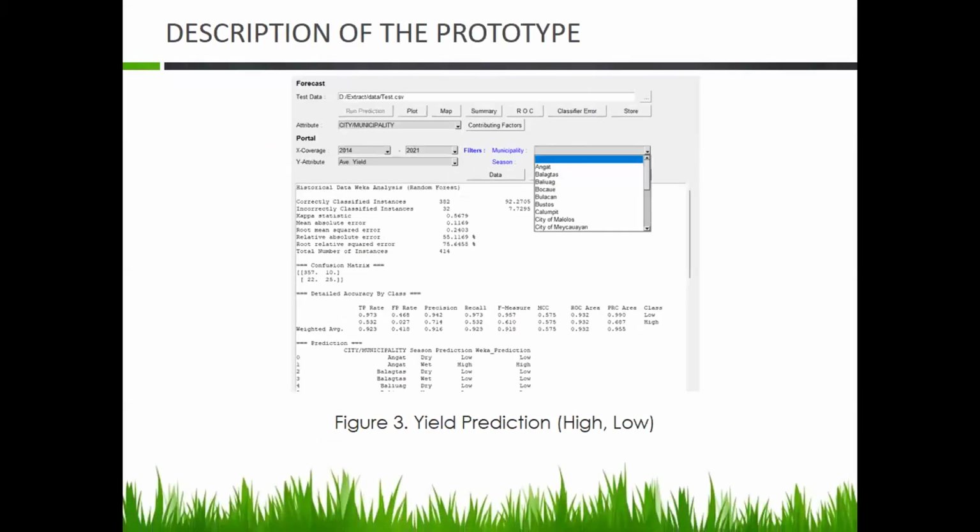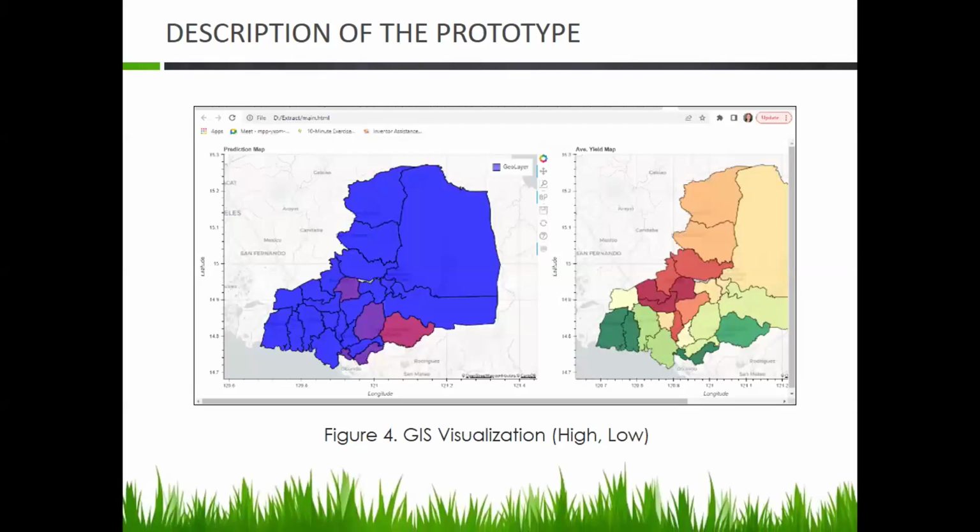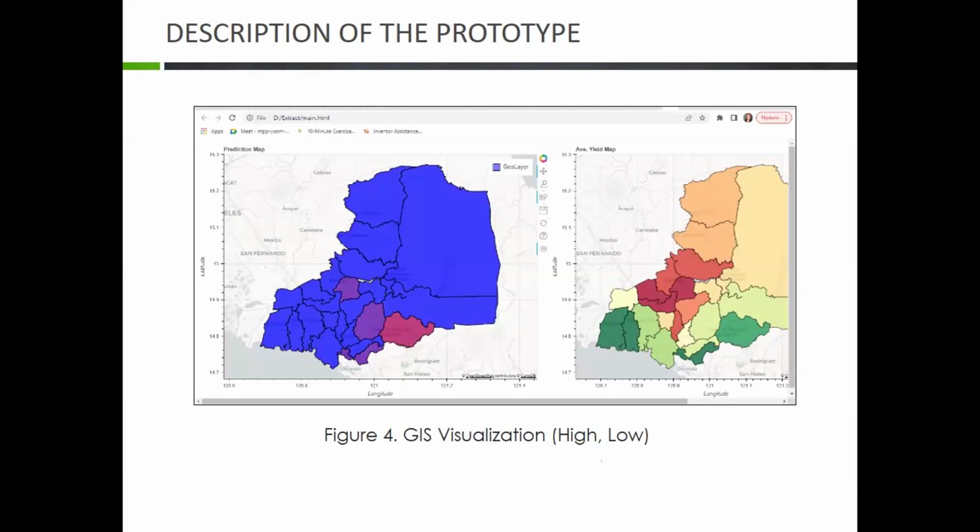Okay, and then in this figure, we have loaded the test data, and the period covered is from 2014 to 2021. We can filter it by municipality as shown in figure 3. And lastly, this would be the visualization. We can then identify or locate in the map where a particular municipality, for example, will be having a low or high yield based on the model.